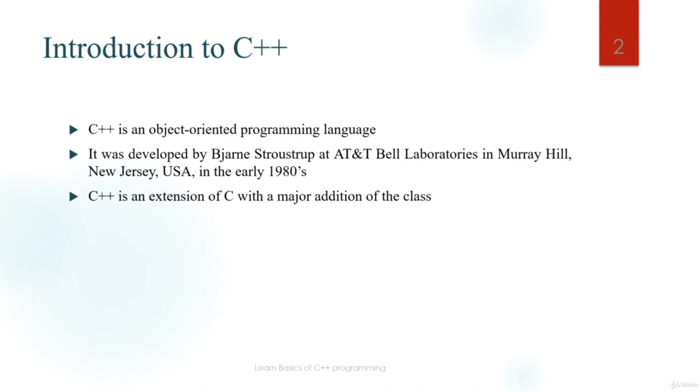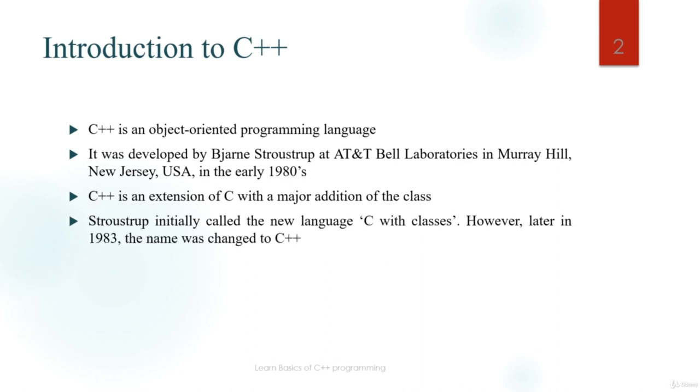The idea of C++ came from the C increment operator, that is ++. Thereby, it suggested that C++ is an augmented version of C. It is also called the superset of C. Stroustrup initially called the new language C with Classes. However, in 1983, the name was changed to C++.